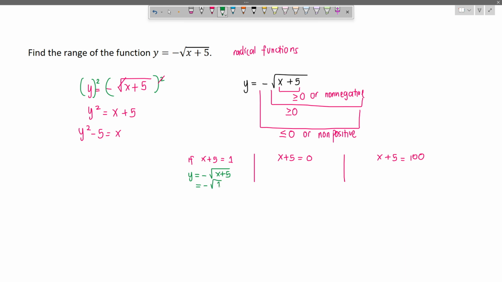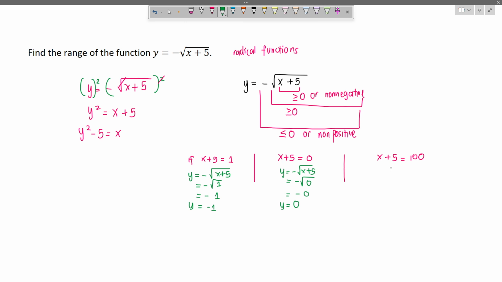So this is 1. Square root of 1 is 1. But then we need to multiply it by negative. So the result is -1. Here, y is equal to negative square root of x plus 5. In this scenario, x plus 5 is equal to 0. Square root of 0 is 0. So -0, that doesn't exist. 0 is neither negative nor positive. So the result is still going to be 0.